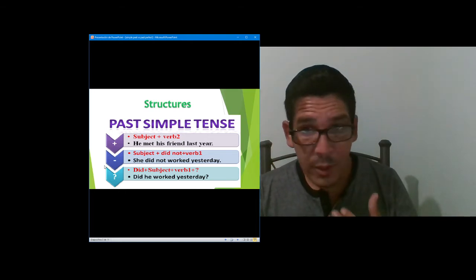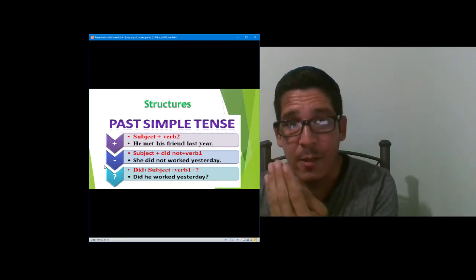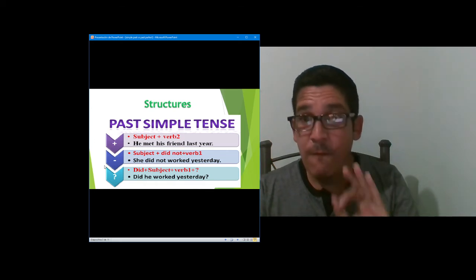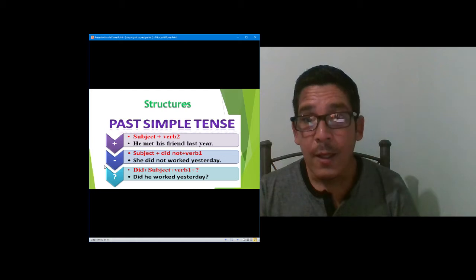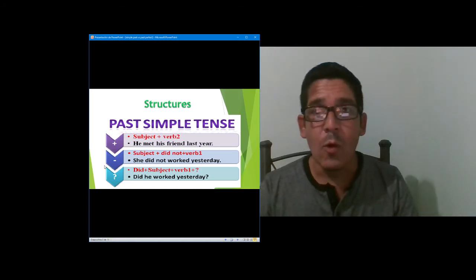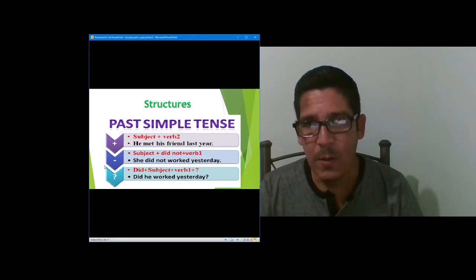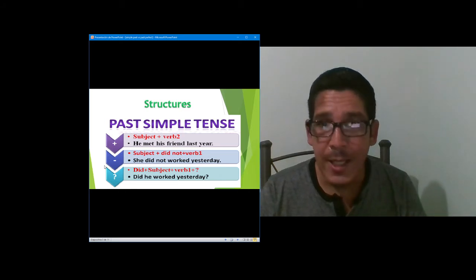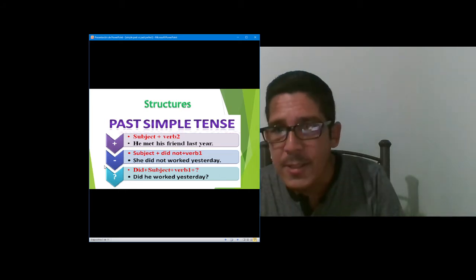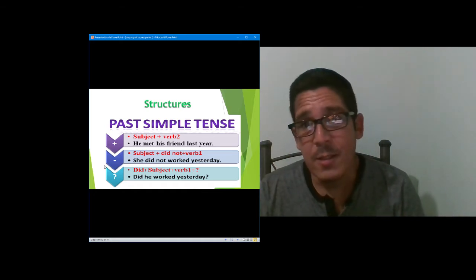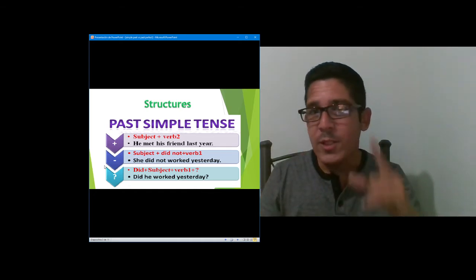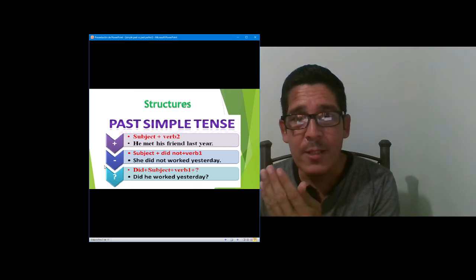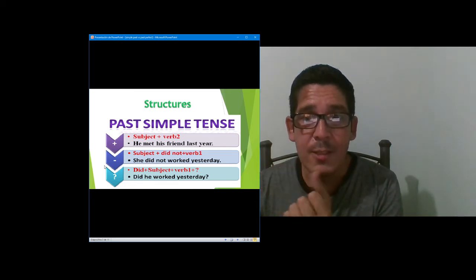Now, whenever you're working with negatives, as you can notice over here, and interrogatives, as you can notice over here, first of all, we need to identify if you're working with the verb to be or if you're working with a different verb from the verb to be. Okay? If you're working with a different verb from the verb to be, then in the negatives, you are going to use the auxiliary did plus not. But in this case, the verb is going to be in the base form, which is the verb number 1 in your list of verbs. Okay? For example, over there you have the example, it says, she did not work yesterday.